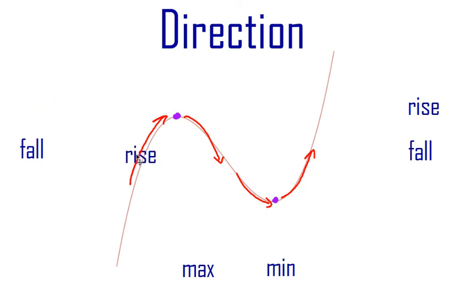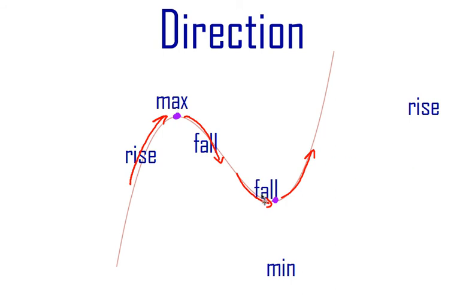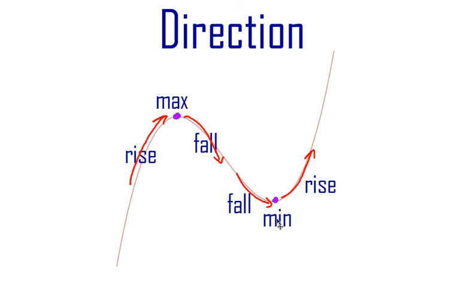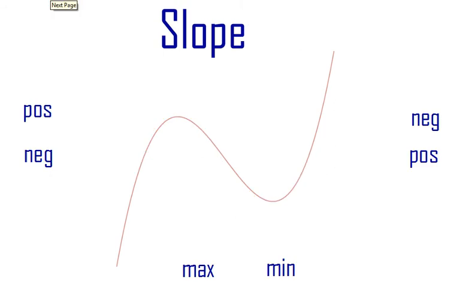So we can use the direction: rising, falling, signals max. If it falls and then rises, that signals a min. So if you have some way of determining where a graph rises or falls, you can figure out the local extrema in that way. The second way involves the concept of slope. And we know that at a local max or min, there may be a horizontal tangent like you see here. And the question is, if the slope is 0 in both cases, how do you tell them apart?